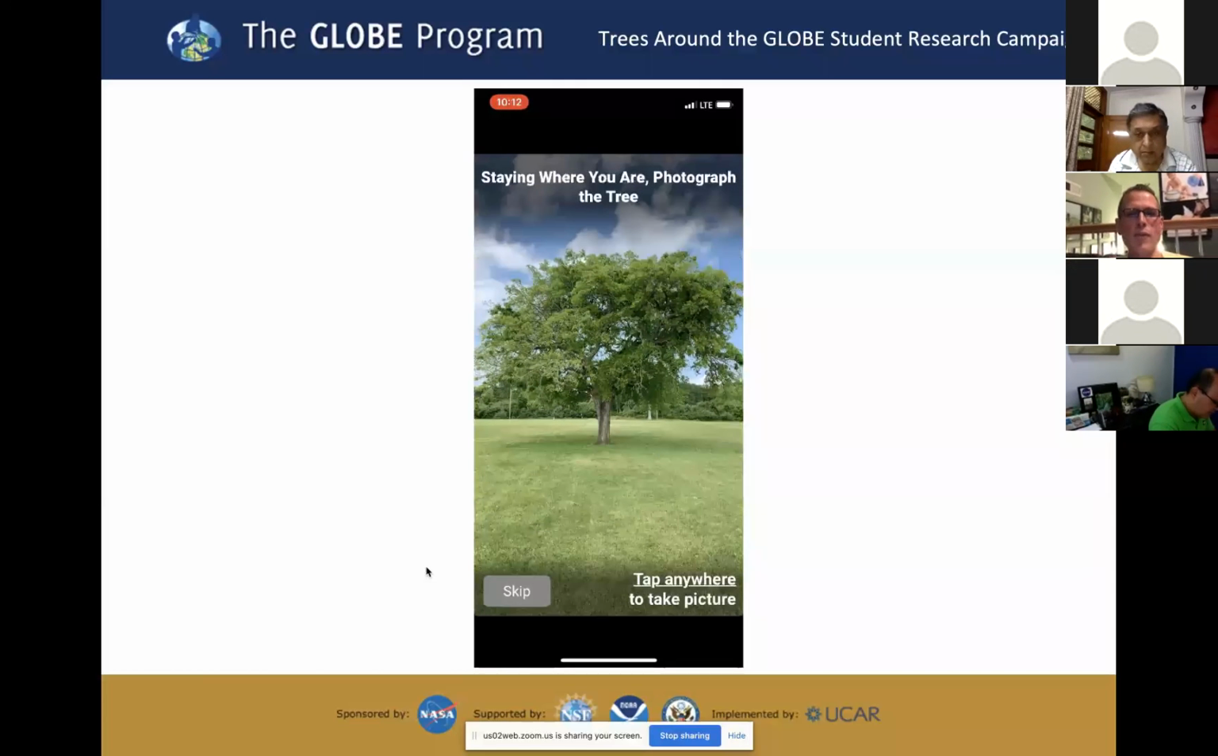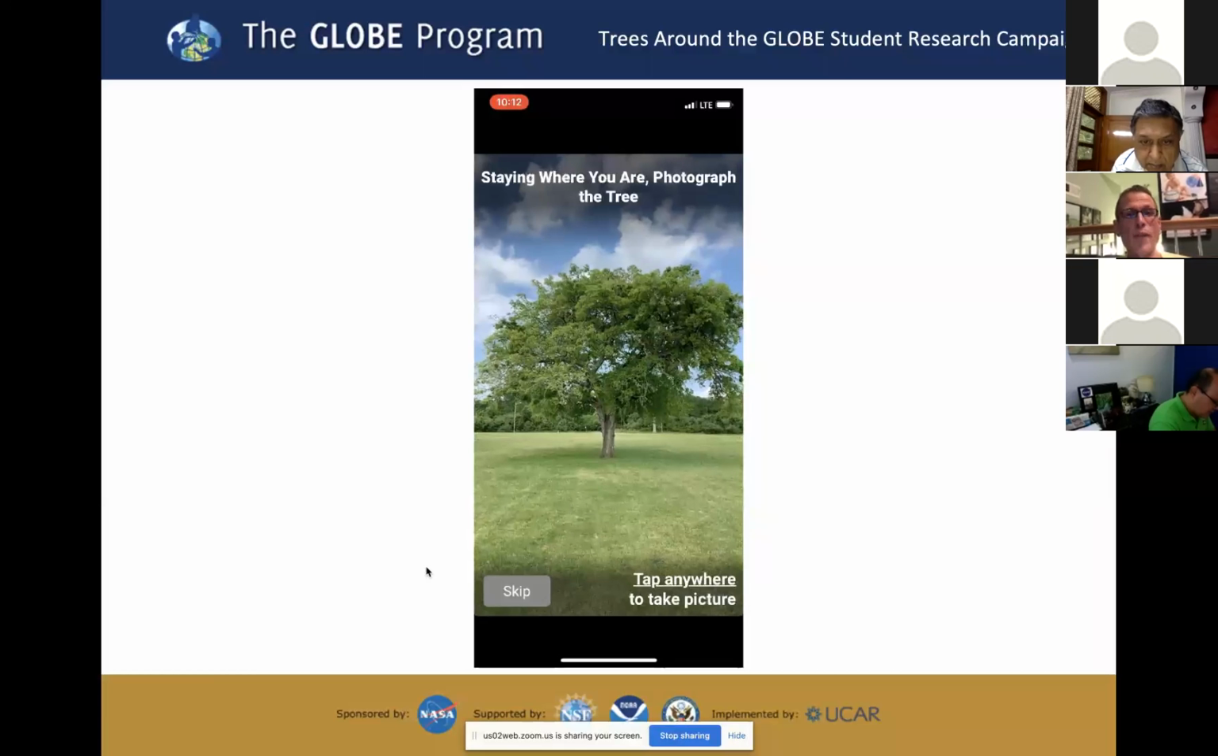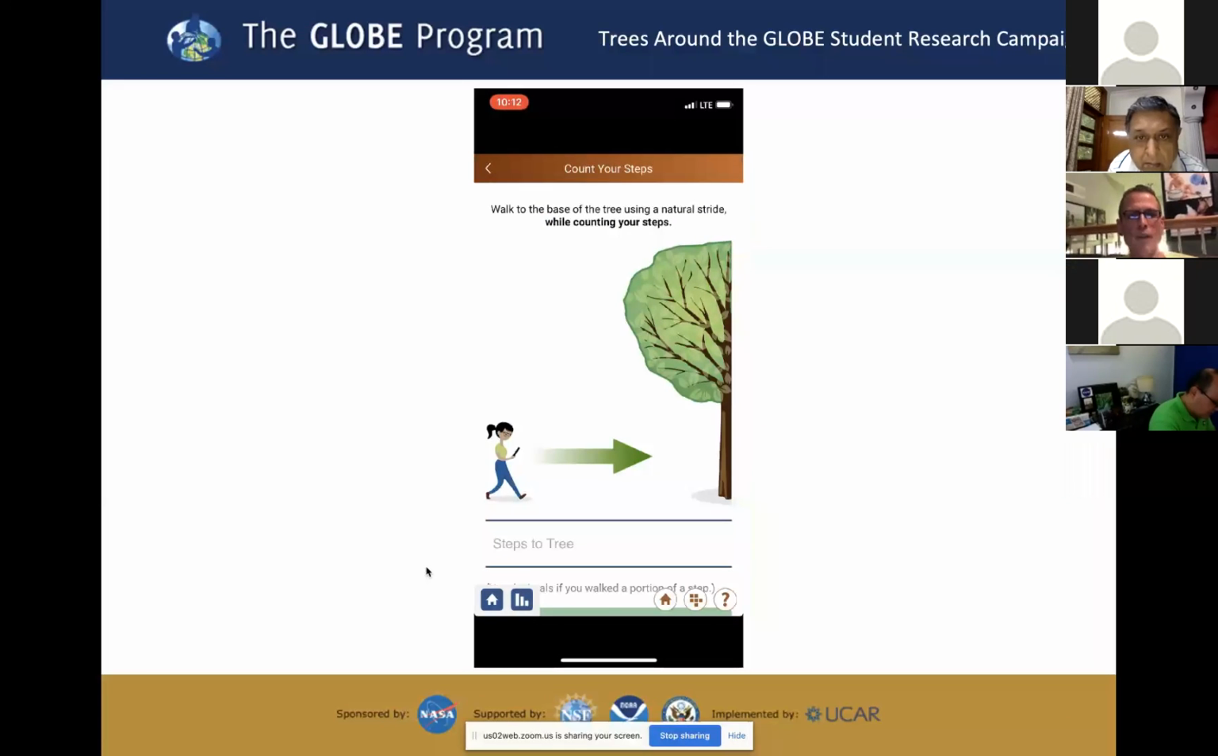And then you center the tree in the picture, and then press the screen again, and you get a photo. That's the one that'll show up on that map I showed you earlier. And then you walk to the base of the tree, counting your steps, okay? When you get there, you're going to put in how many steps it took to the tree.